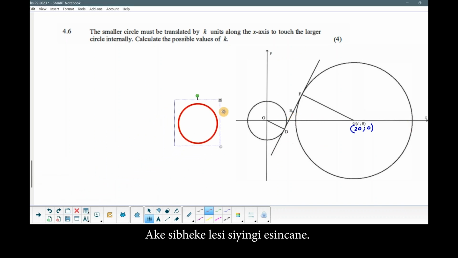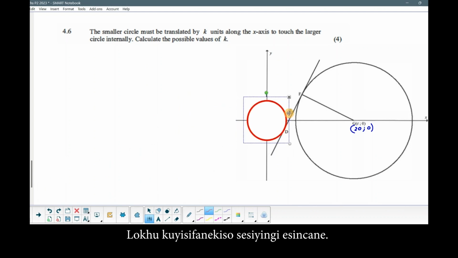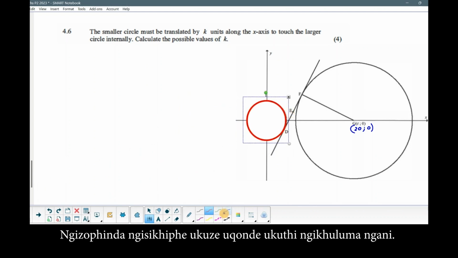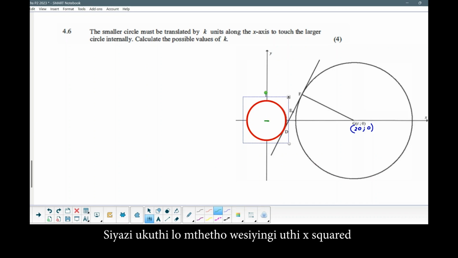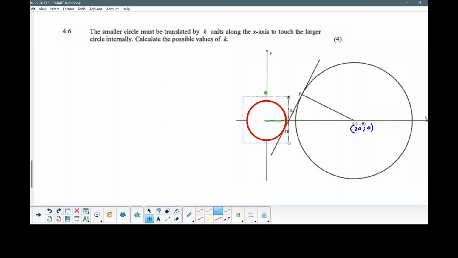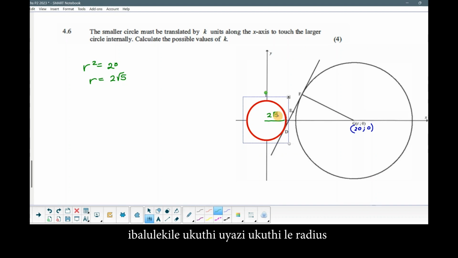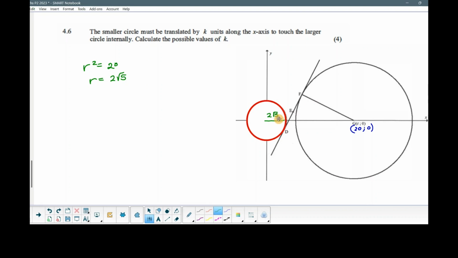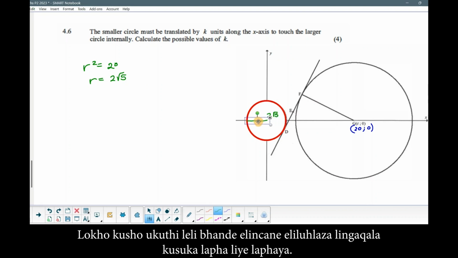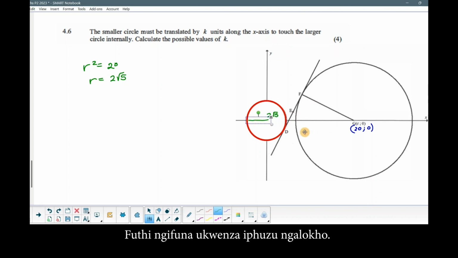So let's have a look at the small circle. This is a replica of that small circle. I'm just going to put it in there so you understand what I'm talking about. We know that the equation of this circle is x squared plus y squared is equal to 20. So the radius squared is equal to 20. So the radius is equal to 2 root 5. So this is the radius of the circle. Now it's important that you know that that radius can be on either side of that circle. So in other words, this little green line can be from there to there. And I want to make a point about that.